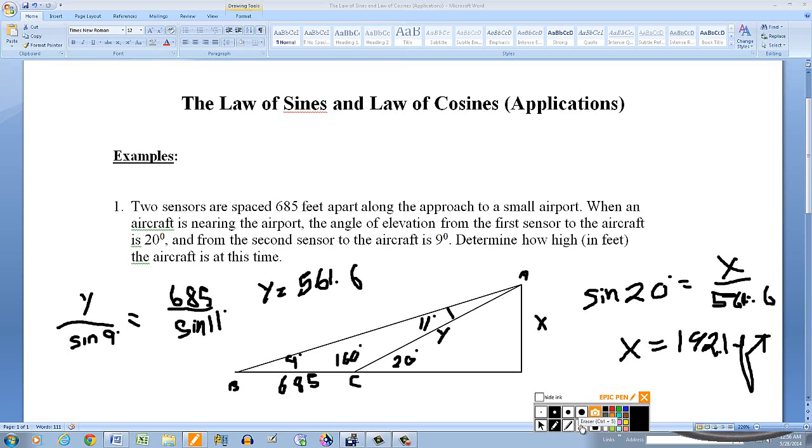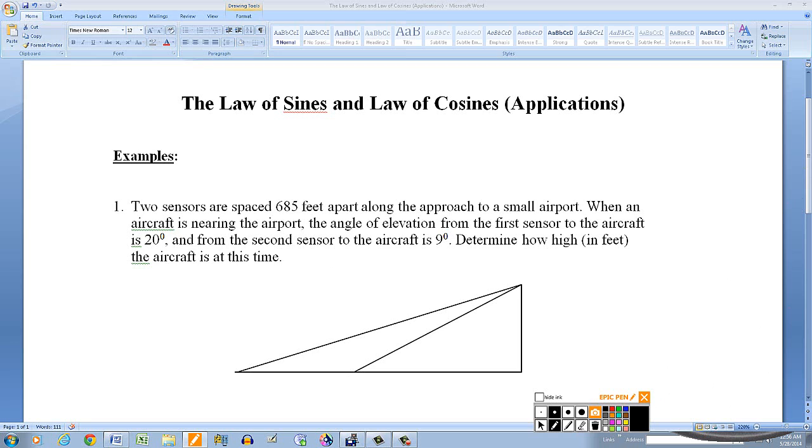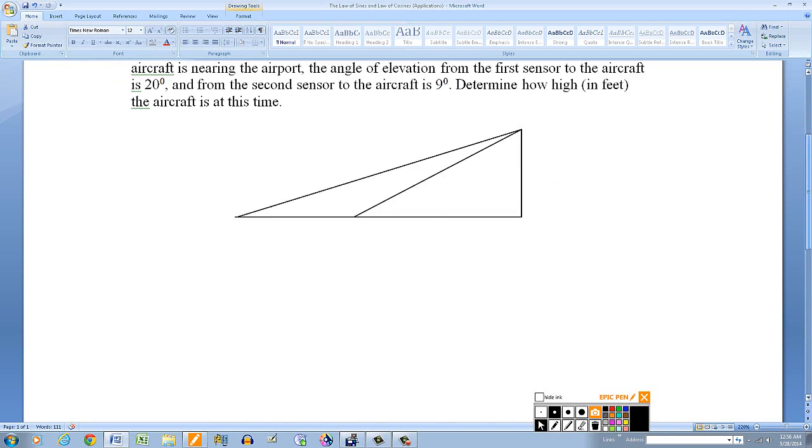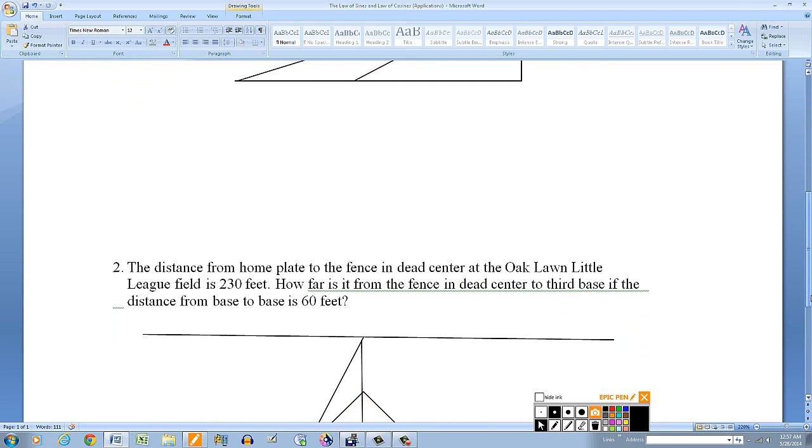Let's clear this. Let's go to the next one. Okay, this one states the distance from home plate to the fence in dead center at Oak Lawn Little League Field is 230 feet. How far is it from the fence in dead center to third base if the distance from base to base is 60 feet?